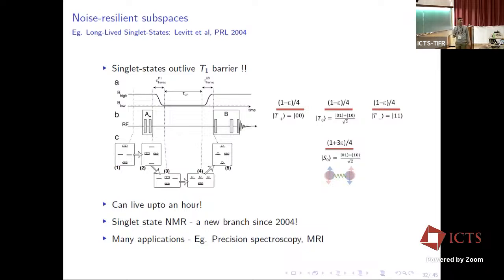So they use this singlet method. It has been shown that they can live up to an hour or even longer. Singlet state NMR is an interesting branch of NMR, and there are many applications, including precision spectroscopy.